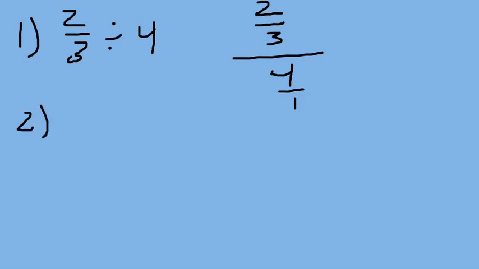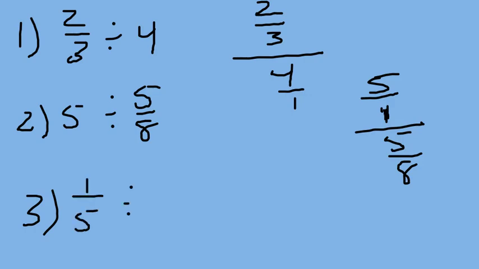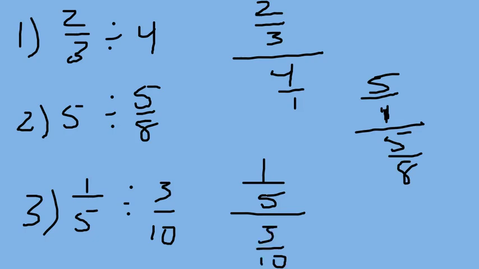Okay, second one, 5 divided by 5/8. Well, this time I'm going to put 5 over 1 in the numerator, and I'm going to divide it by 5/8. So now I have a fraction in the numerator and a fraction in the denominator. And the third one, 1/5 divided by 3/10. Well, I already have 2 fractions, so I'm just going to put 1/5 in the numerator, big fraction bar, and 3/10. And that's how you write division problems as complex fractions.